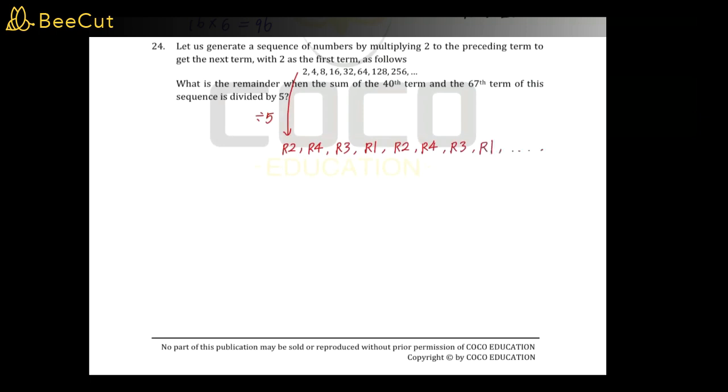So we can see the repeating pattern. Every 4 numbers, it repeats itself: 2, 4, 3, 1. So the 40th term, 40 divided by 4, this term is R0. No remainder means it's the last term of the pattern. The last term of the pattern gives us a remainder of 1. So the 40th term is remainder 1.